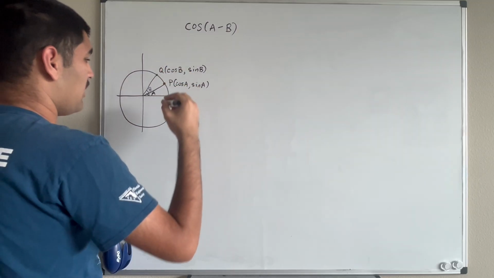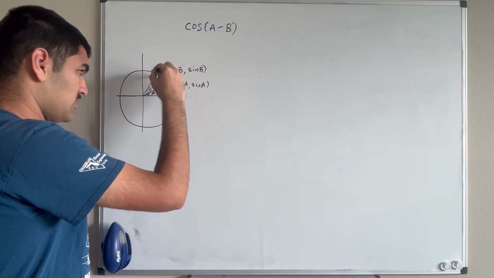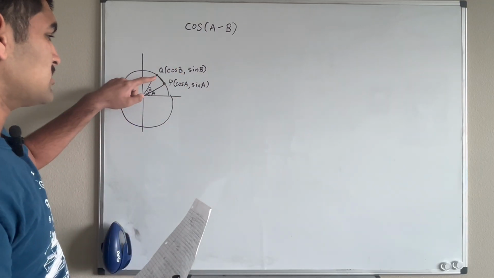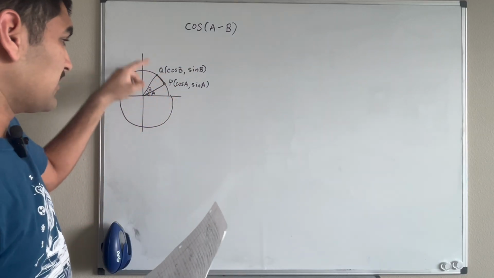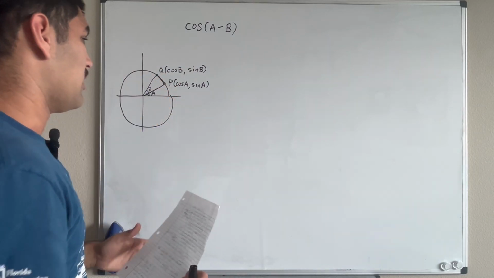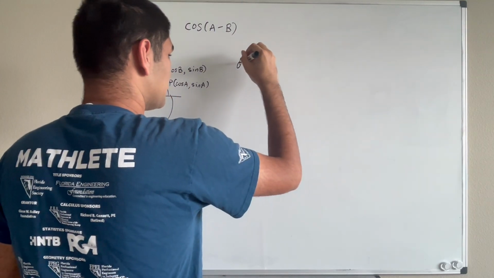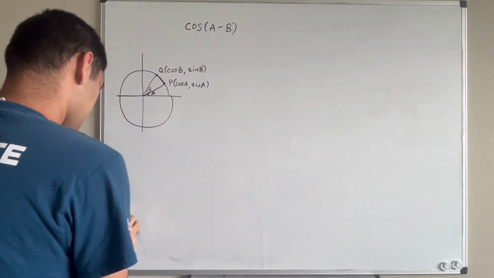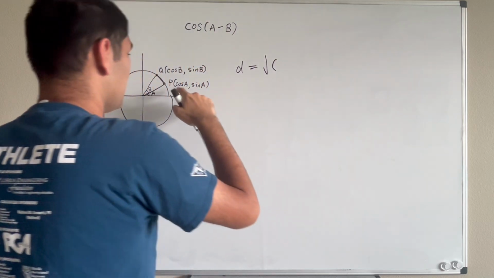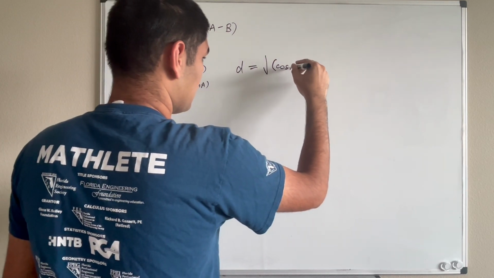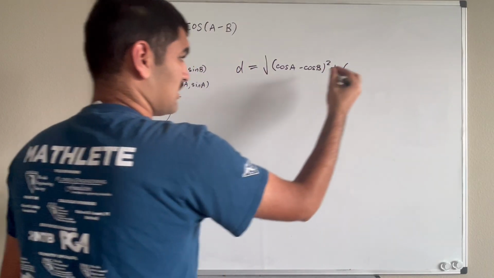And we want to find the distance between Q and P, this distance right here. This distance is not the same as the arc length, because the arc length is the curved distance, but we want the linear distance from Q to P. For that we can simply apply the distance formula. The distance is equal to the square root of cosine A minus cosine B, squared, plus sine A minus sine B, squared.